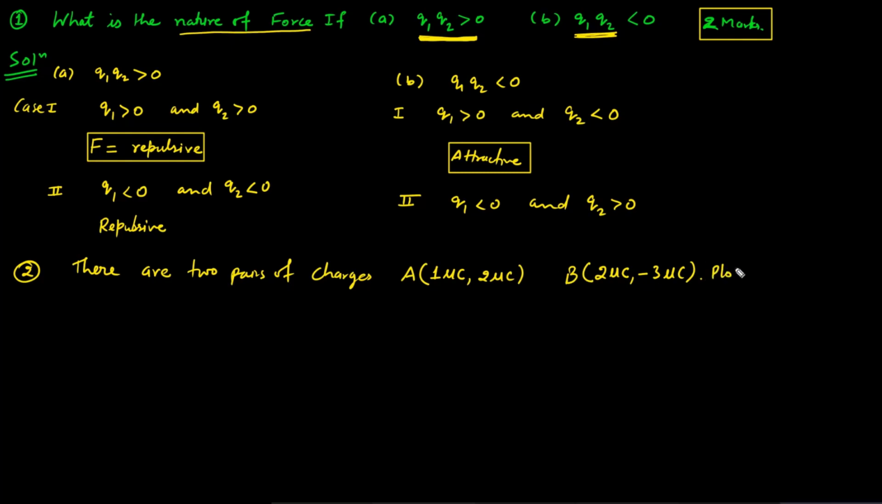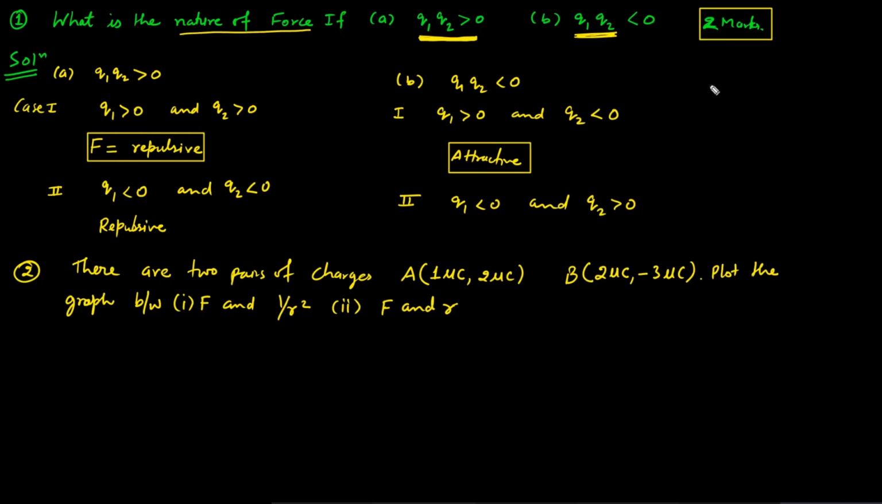Then plot the graph between F and 1 upon R square. This is the first graph. And second, F and R. So now how to plot the graph? They do not worry about the value of the force. They want us to plot the graph.